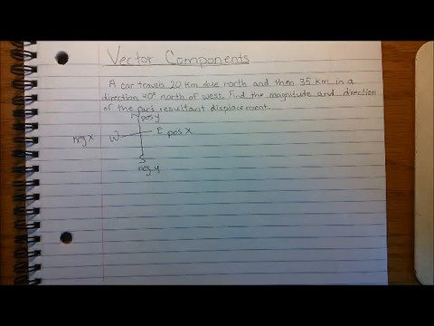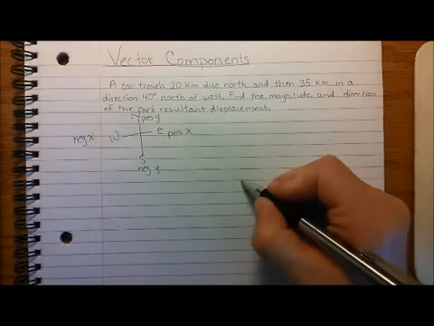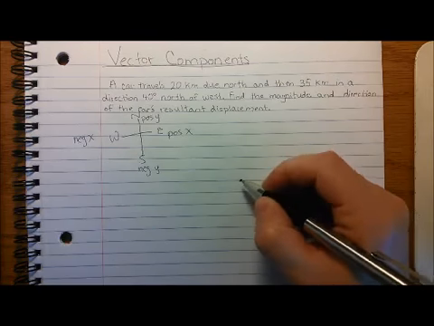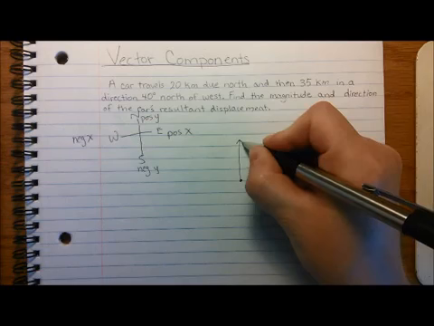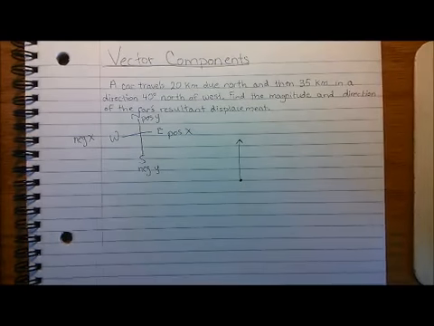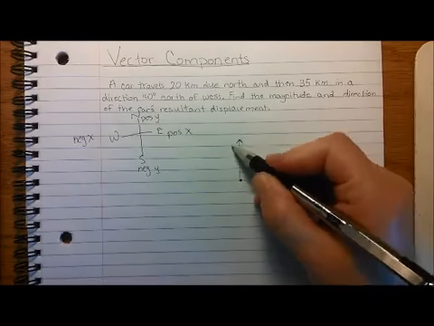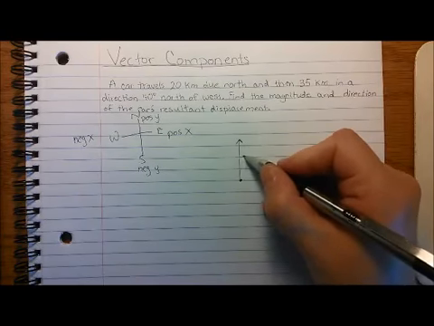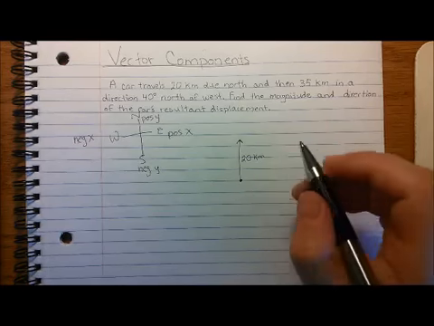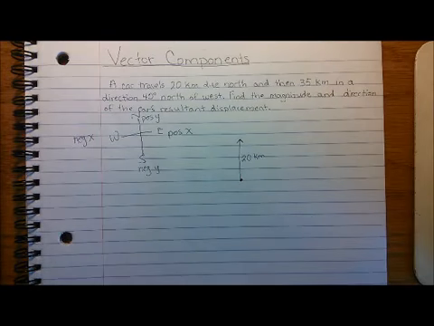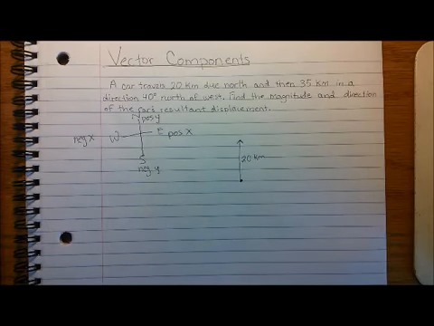So then we'll draw where the car actually goes. Let's say the car starts here, goes 20 kilometers north. One thing I haven't mentioned before is that it's good to draw an arrow for the direction that the object goes. That way it's easier to visualize the vectors. Okay, and then the car goes 35 kilometers in a direction 40 degrees north of west.